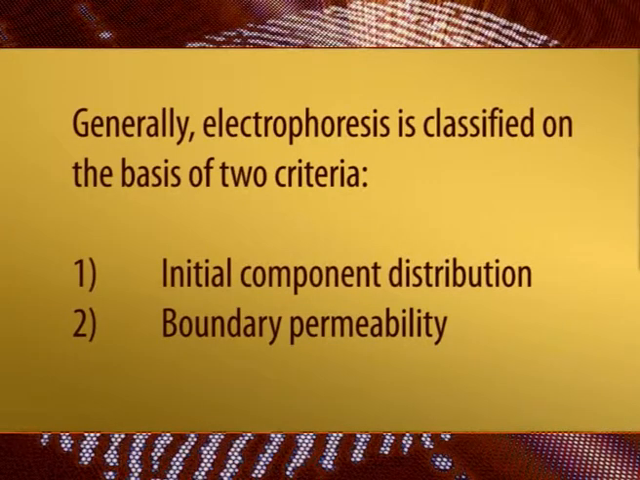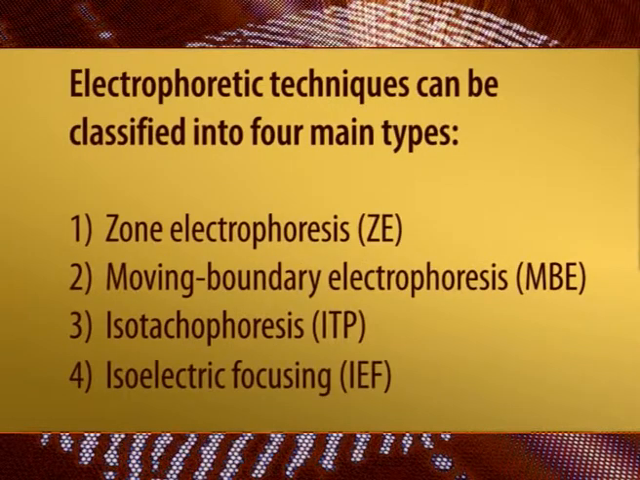Generally, electrophoresis is classified on the basis of two criteria: initial component distribution and boundary permeability. Electrophoretic techniques can be classified into four main types: zone electrophoresis, represented as ZE, moving boundary electrophoresis, called MBE, isotachophoresis, ITP, and isoelectric focusing, IEF.